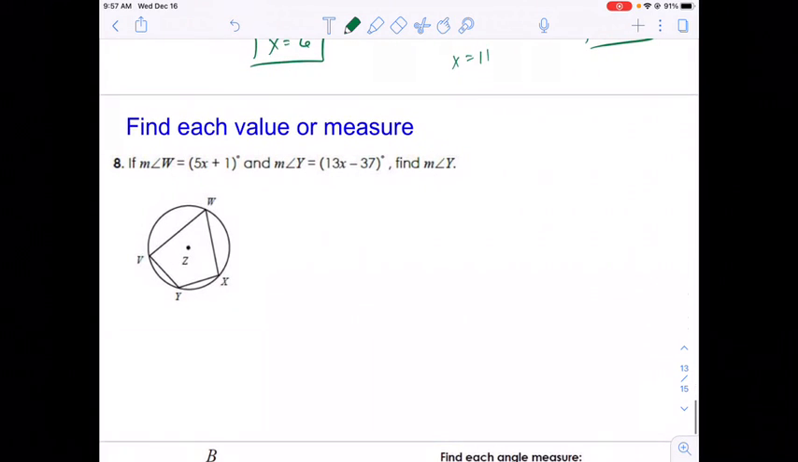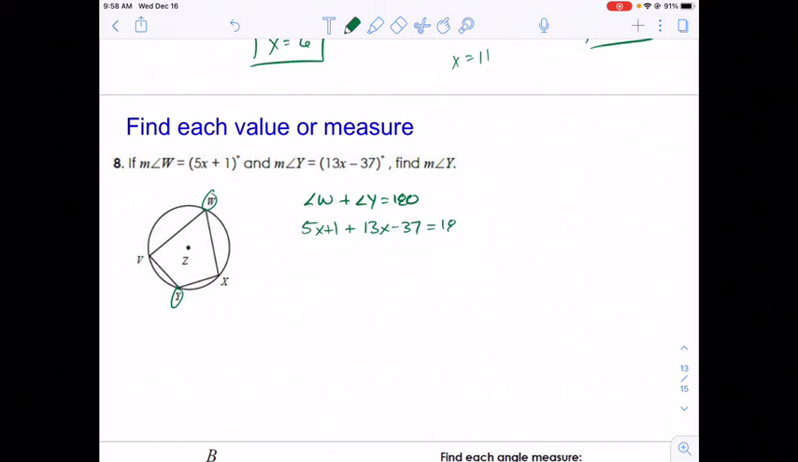All right, let's take a look at this next one here. So now, notice they give us no arcs. All they give us is angle measures, so we're looking to find the measure of angle y. So here's the thing, we know that W and Y have a relationship, and that relationship is that they're supplementary. So we're going to use that to find x. Because angle W plus angle Y is equal to 180. So if we plug this in here, we're going to get 5x plus 1 plus 13x minus 37 equal to 180.